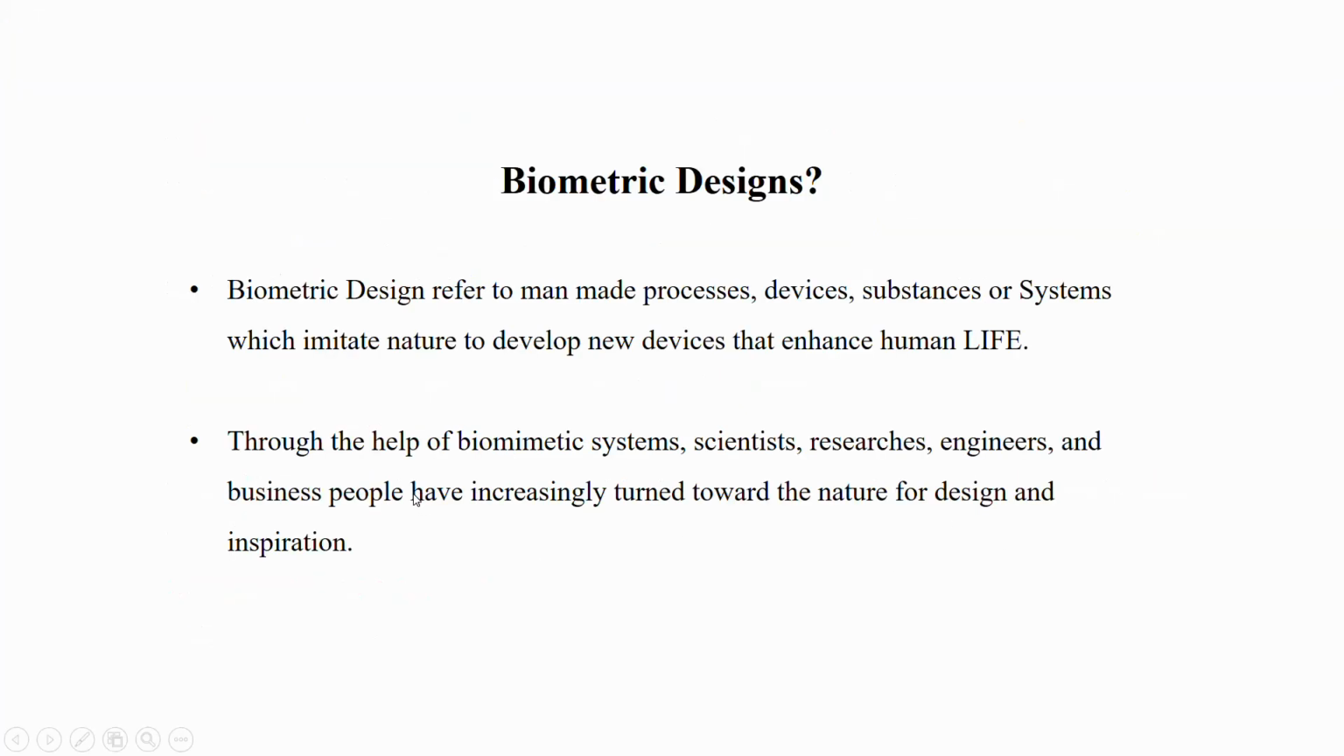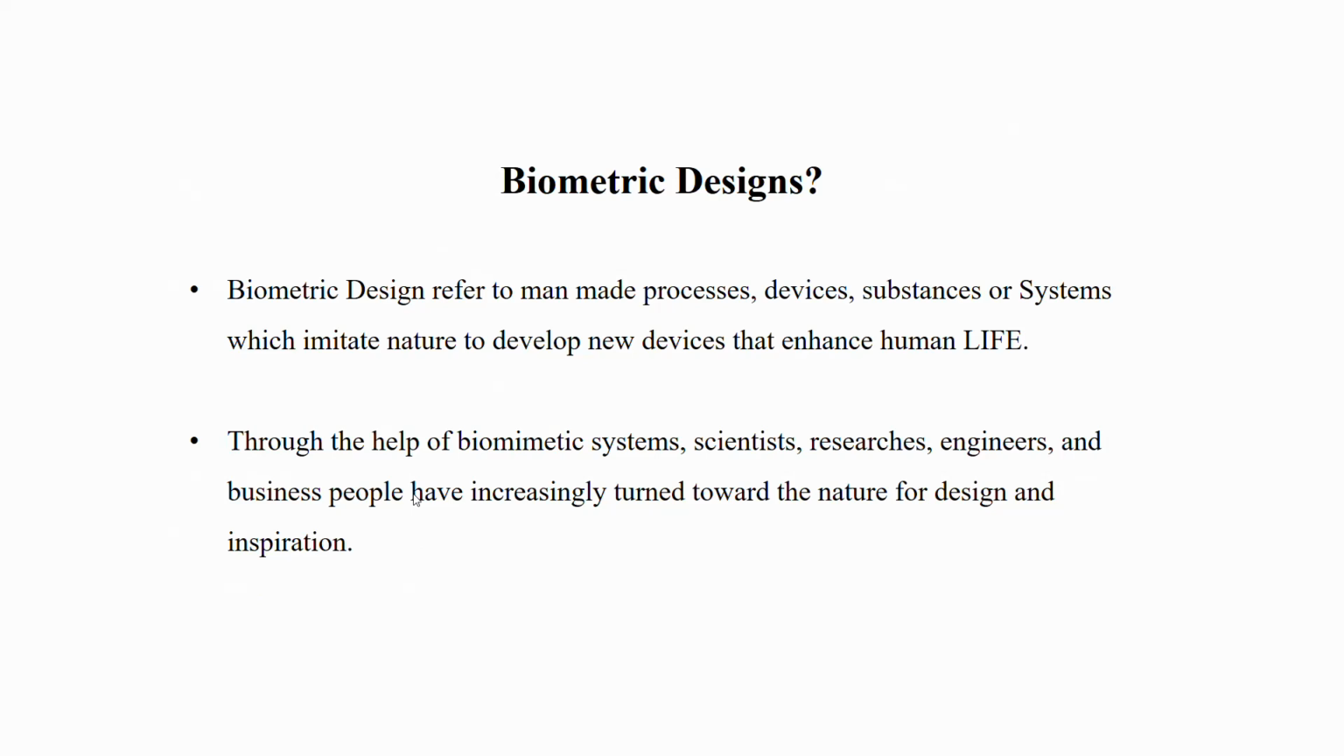So what is biomimetic design? Biomimetic design refers to man-made processes, devices, substances or systems which imitate nature to develop new devices that enhance human life. With the help of biomimetic systems, scientists, researchers, engineers, and business people have increasingly turned towards nature for design and inspiration.